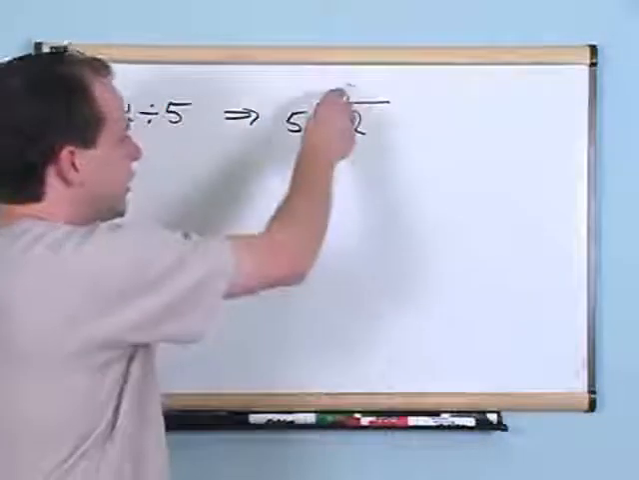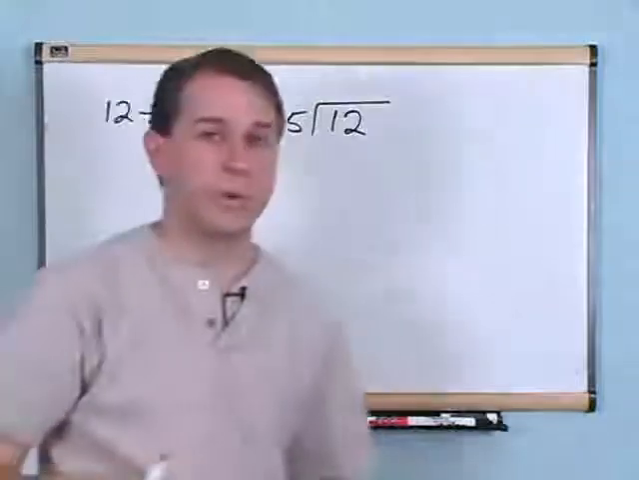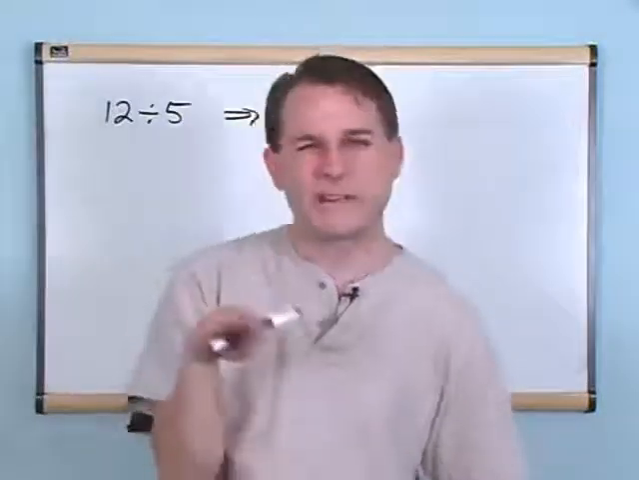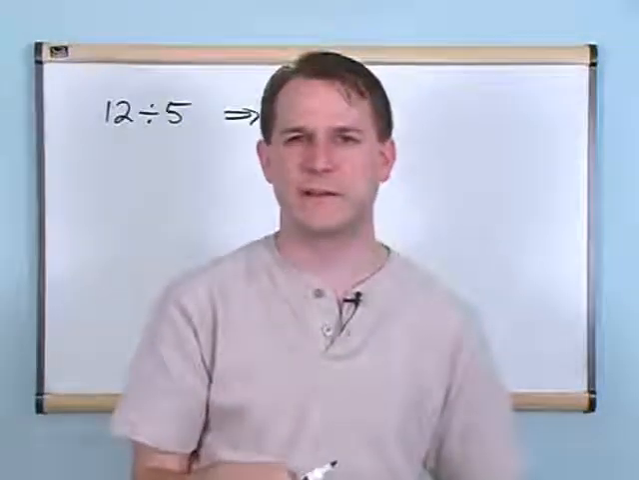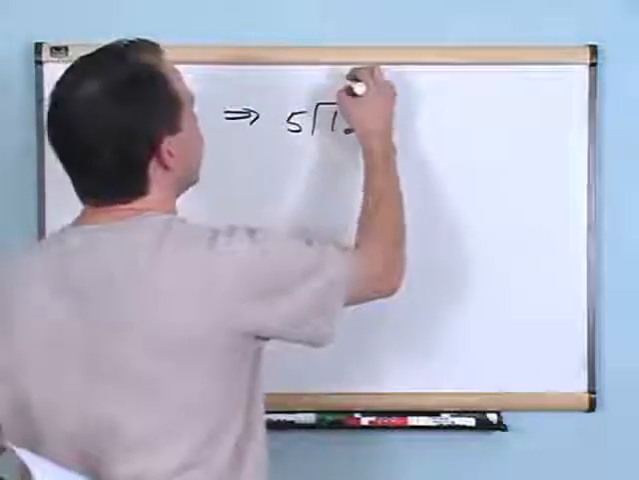You don't want to put a number up here that's going to give you, when you multiply, more than what you started with. You want to pick the number that gives you just a hair less than what you're looking for. So that's why we're going to put a 2 here.